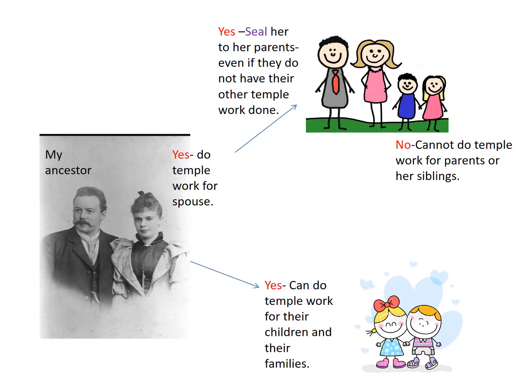When I find a spouse, I can do all of his or her temple work and their children and their families. I can seal a spouse of my direct line to their parents, even if the parents don't have their other work done. I cannot, however, do the spouse's parents or the spouse's siblings' temple work.